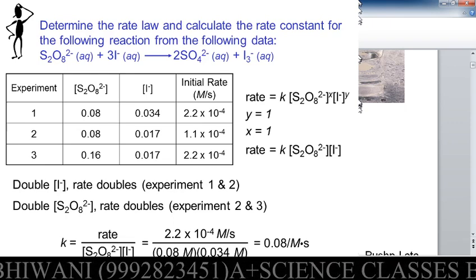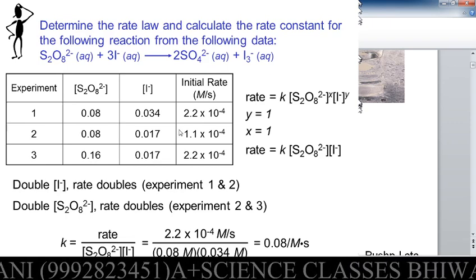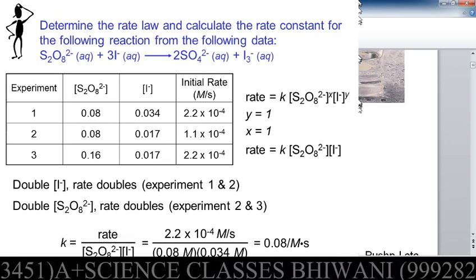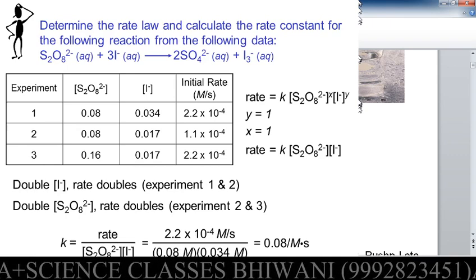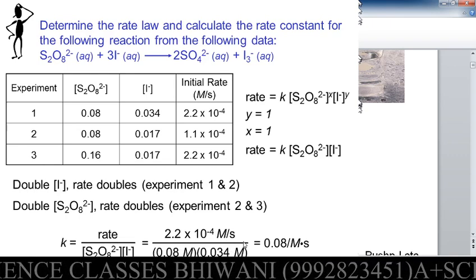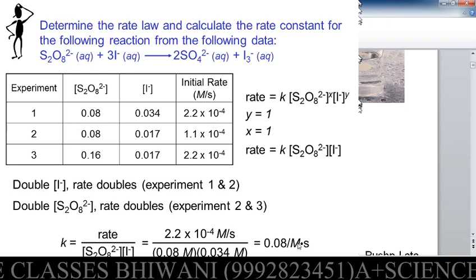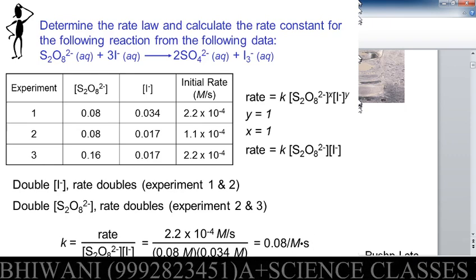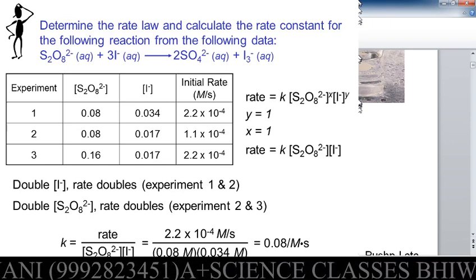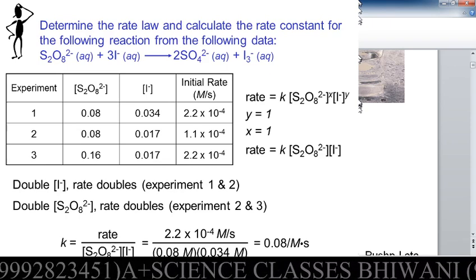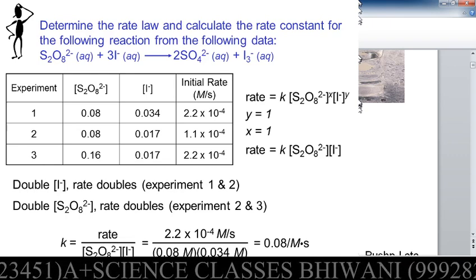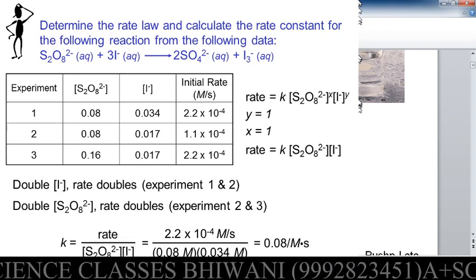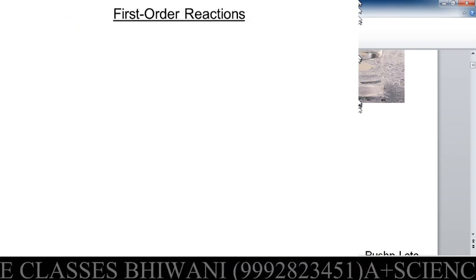If you want to find out for the second experiment, that time you take the value of 1.1 into 10 raised to the power minus 4. Here you can take 0.08 into 0.017 and you will find that the answer is the same. You may try. The answer should be the same for the second and third experiments. Is it clear? Have you got it or not?